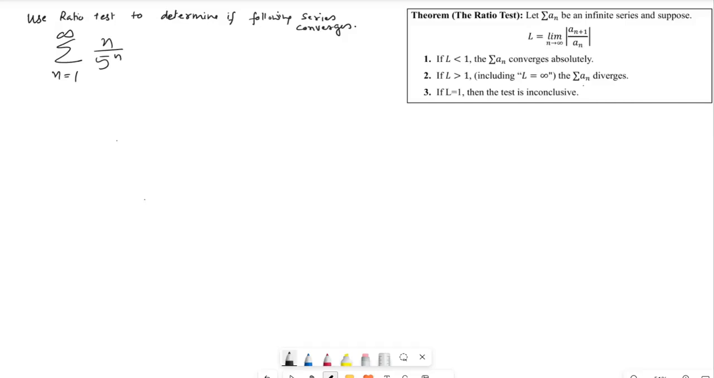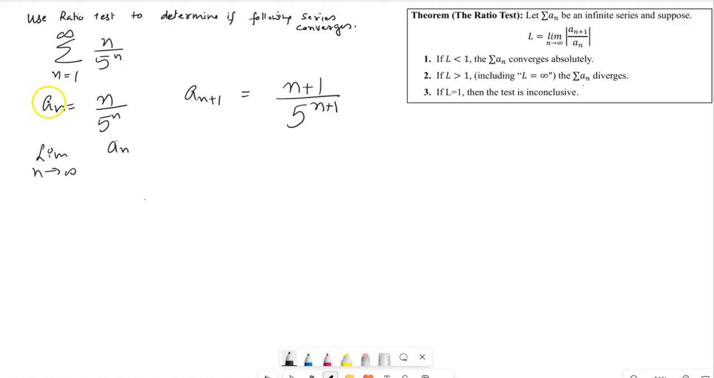Here is a series. We are going to use the ratio test to determine if the following series converges or not. So a_n here is n divided by 5^n. a_(n+1) would be what? n plus 1 divided by 5 to the power n plus 1. For the ratio test, we need to find the limit of a_(n+1) divided by a_n in absolute value.